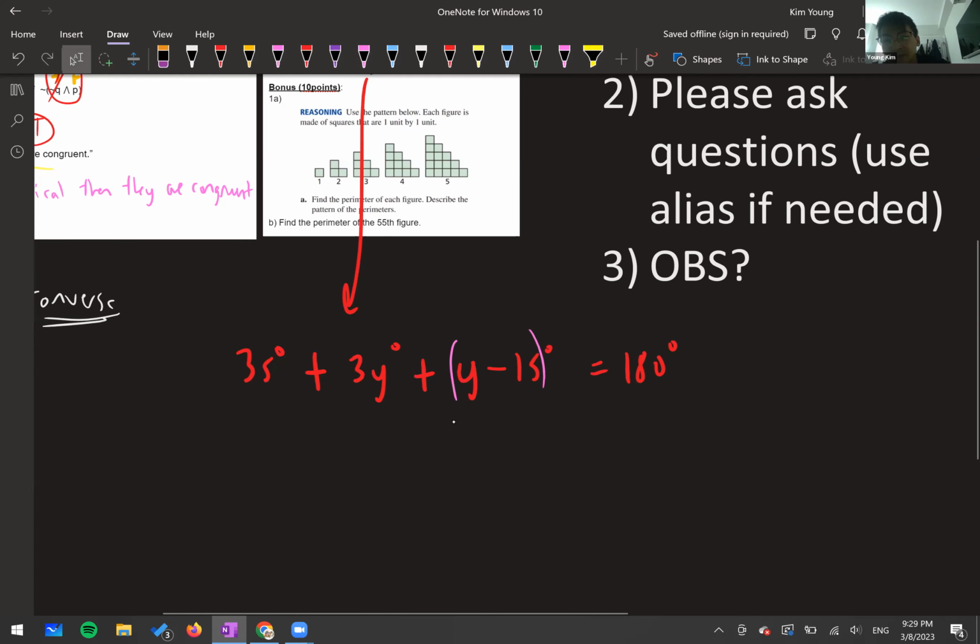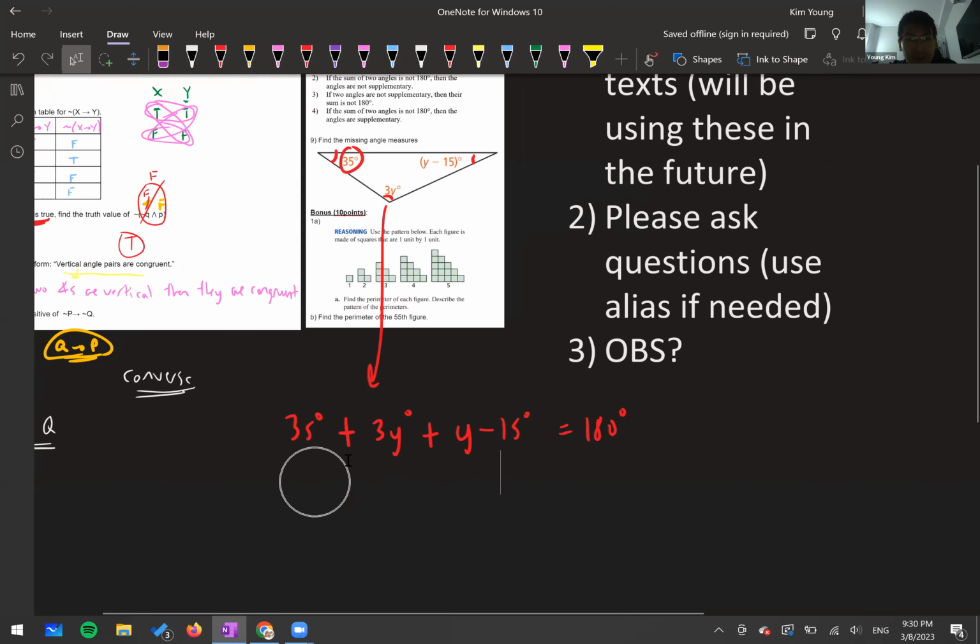And if this thing, PEMDAS would say to do this first, but this is already in simplest form because you can't combine y and 15, they're not like terms. Okay, so here let me take out the parentheses, and that's the same, right? And then now you combine like terms. Okay, I see a y here and I see a 3y here.